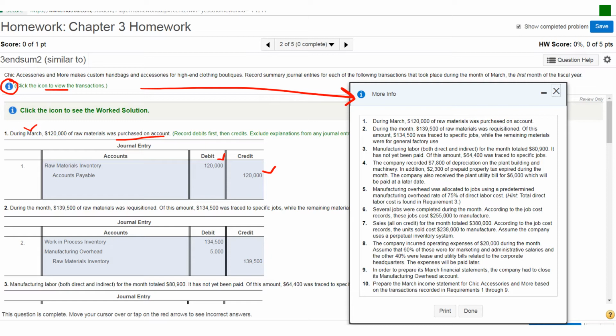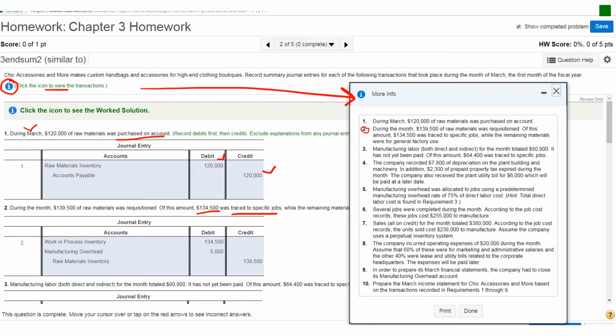Transaction number 2. Notice it says during the month $139,500 of raw materials were requisitioned, and it says of this amount $134,500 was traced to specific jobs, while the remaining materials were for general factory use. I'm kind of reading up here.